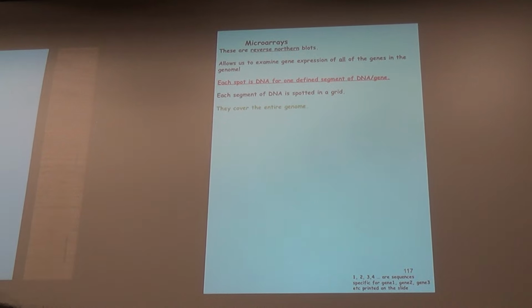The beauty of it is you get a picture for all 30,000 genes on day 1. You don't have to wait for 30,000 days if you're doing 1 gene probe a day. So it's a very efficient way to determine the expression of all 30,000 genes in a particular cell at a particular time. So you get a genome-wide view of this whole story. It allows us to examine gene expression of all of the genes in the genome. Each spot is DNA for one defined segment of the DNA. It's spotted on the grid, and you cover the entire genome.